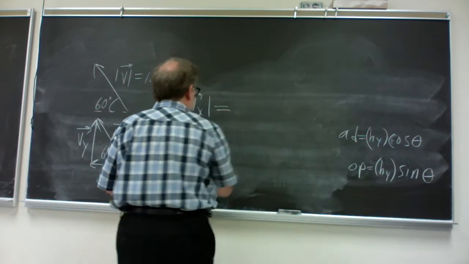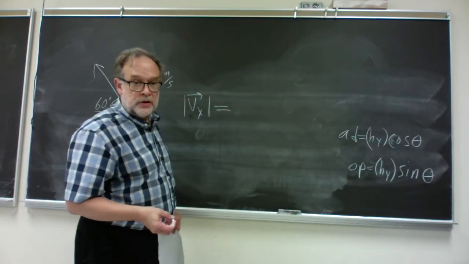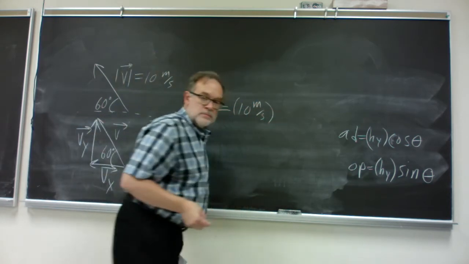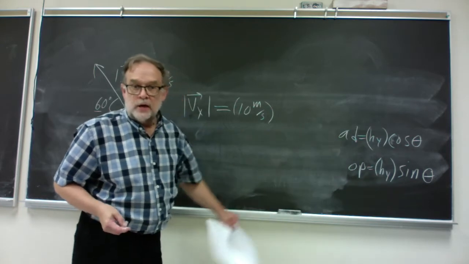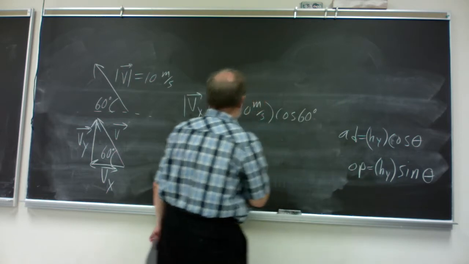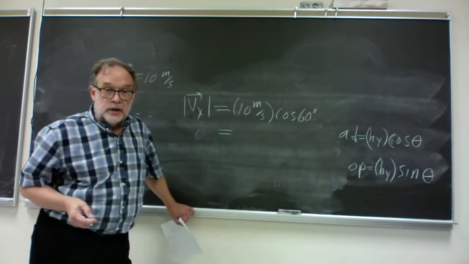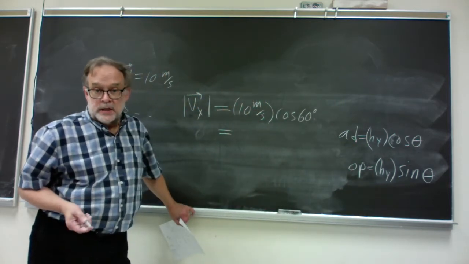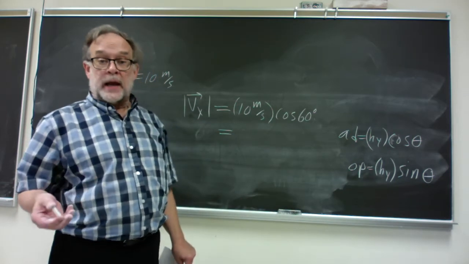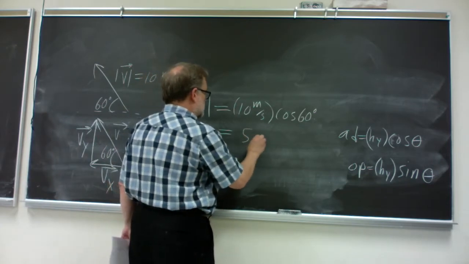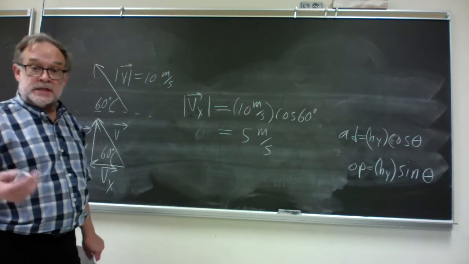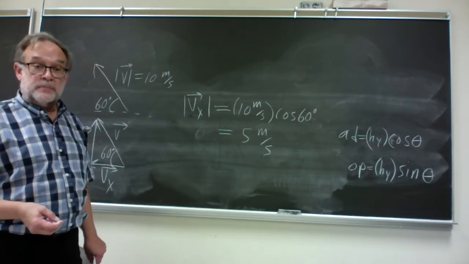And so it's simply going to be equal to the magnitude of the hypotenuse, 10 meters per second, times cosine of the angle, cosine 60 degrees. And then when you ask your calculator what the cosine of 60 degrees is, your calculator will tell you that cosine of 60 degrees is 1/2. So the magnitude of Vx, the size, the absolute value of Vx is 5 meters per second.